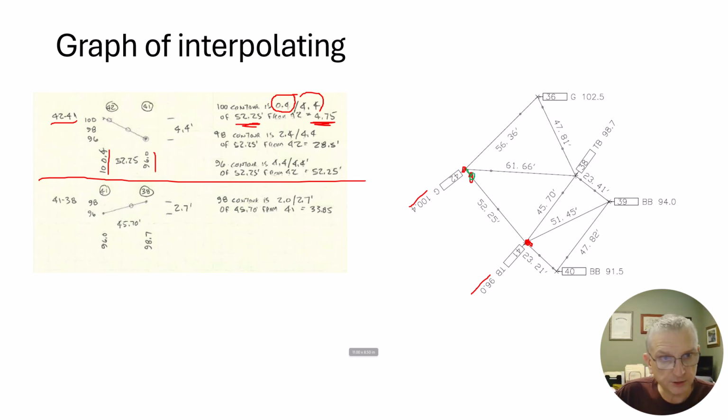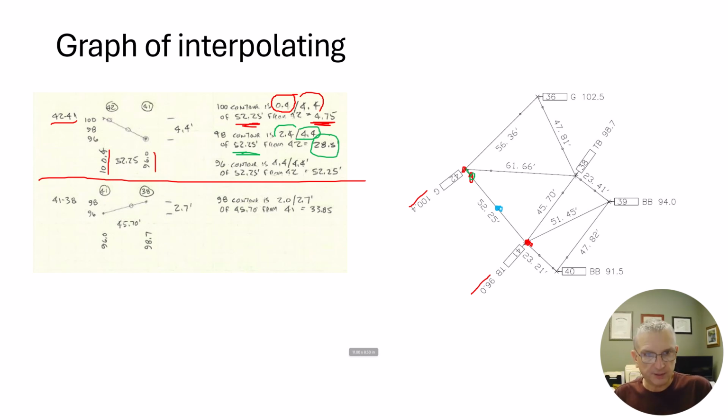Similarly, what is the difference in elevation from the host point, 42, down to the next contour line? Well, it's just 2 feet more than the first one because we're now going 100.4 to 98. So you subtract 98 from 100.4, that's 2.4 divided by 4.4 times 52.25 gives us a new distance of 28.25 feet. And that's where this tick mark comes from. So what I'm doing here is plotting tick marks where my interpolation comes out.